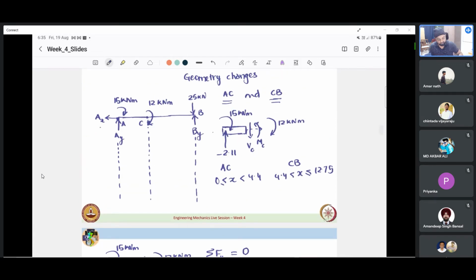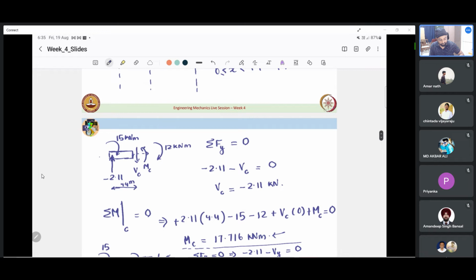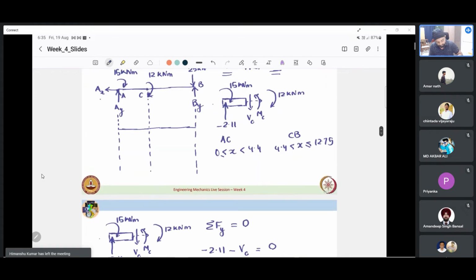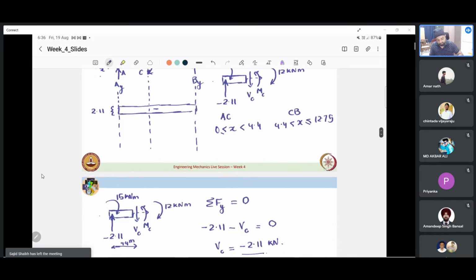That is the essence. So with this background, can we now draw the shear force diagram and bending moment diagram for this? We know for the whole beam that shear force for the AC section came out to be minus 2.11. For the CB section also, shear force came out to be minus 2.11. So it is just a rectangle, and this height is 2.11, in the negative direction.